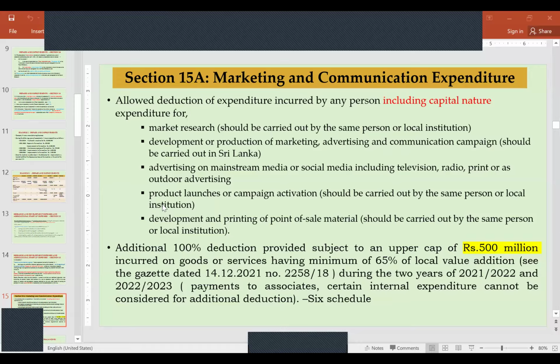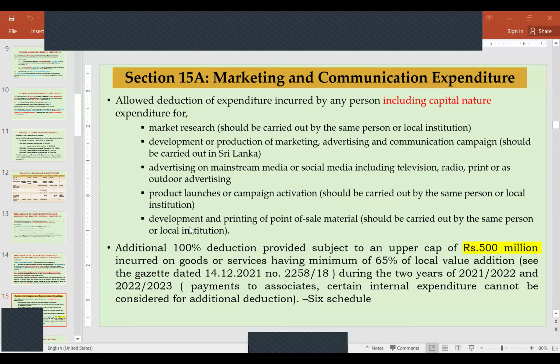Then the next one is product launches or campaign activation. If we are going to launch a product or activate a campaign, and if that is carried out by the same person or a local institution, then also we can apply section 15A.